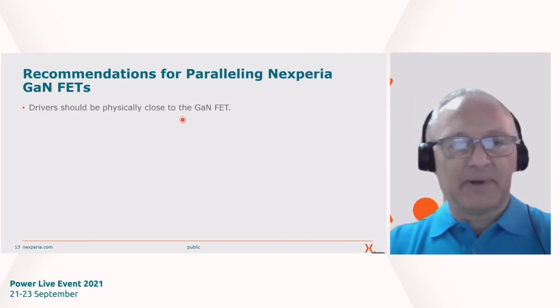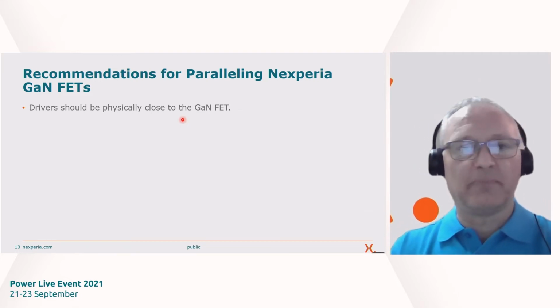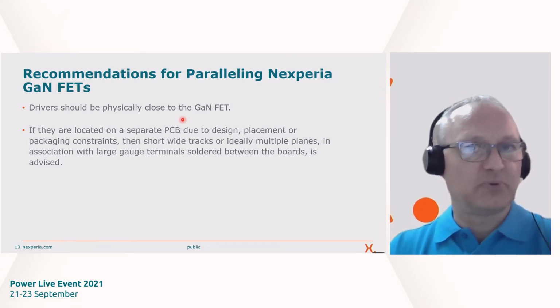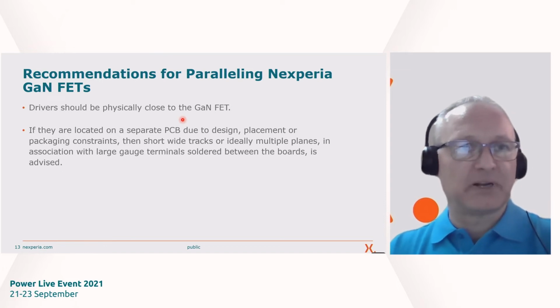So the next recommendation is that drivers should be physically close to the GaN FET itself. Again, we want to keep that gate source loop as compact as possible. However, if they are located on a separate PCB due to design, placement, or packaging constraints, then short, wide tracks, or ideally multiple planes, in association with large gauge terminals soldered between the boards is advised. This will reduce the inductance in the gate source loop as much as practically possible.